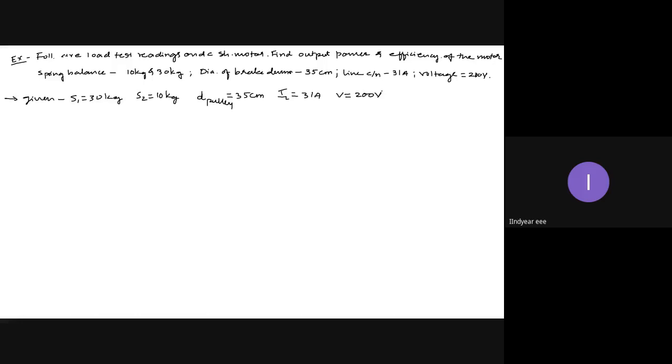Then the speed, which was not mentioned, is 950 RPM. So N is 950 RPM. We know what the efficiency is, but first I have to find out the output power. So what is P out for the load test method?